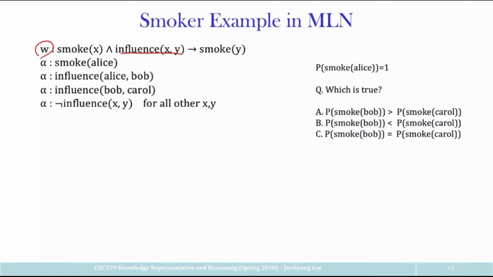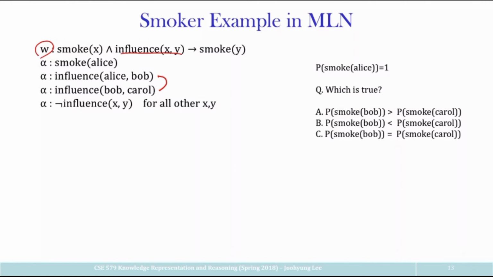This W represents a non-alpha weight. It can be some real number. Now there are alpha rules which we know for sure. We know for sure that Alice is a smoker, and we know for sure that Alice influenced Bob, and Bob influenced Carol, but nobody else influenced anybody else. In other words, these are the only true relations in influence, and all other pairs don't satisfy the influence relation.